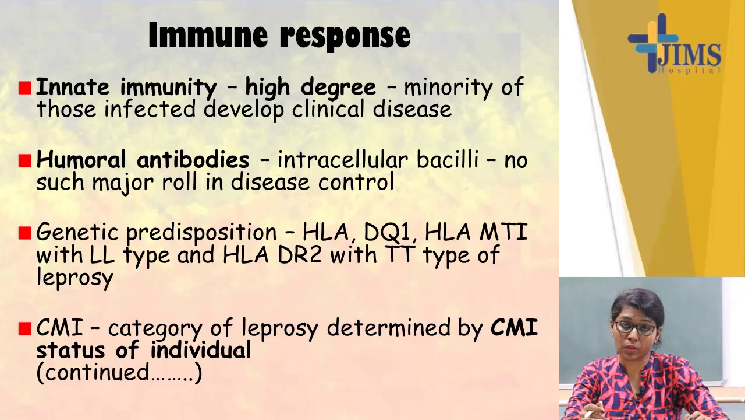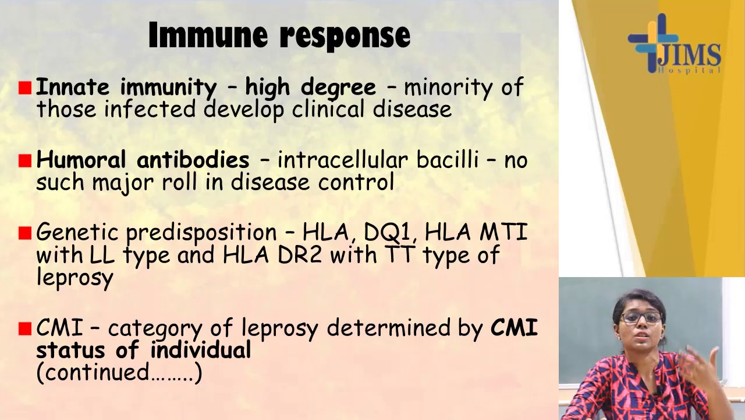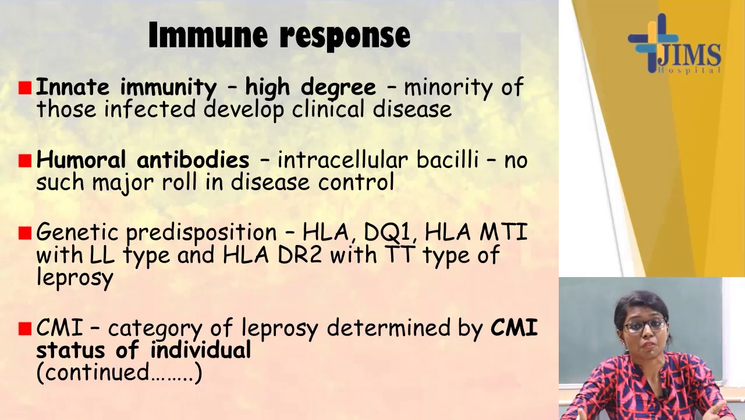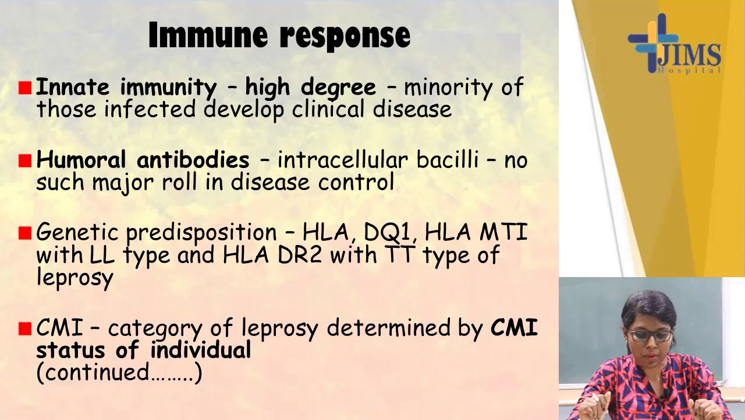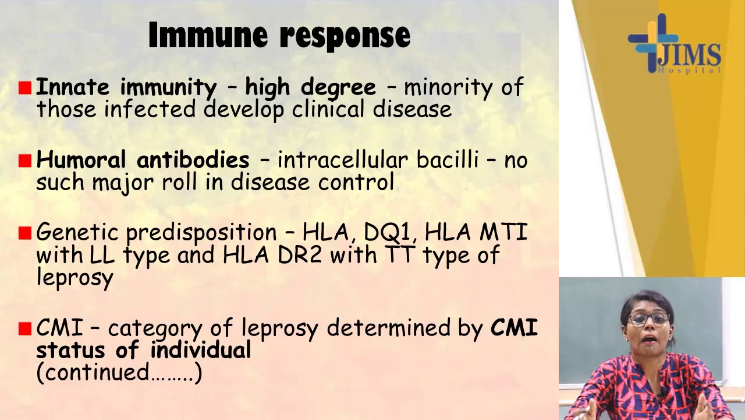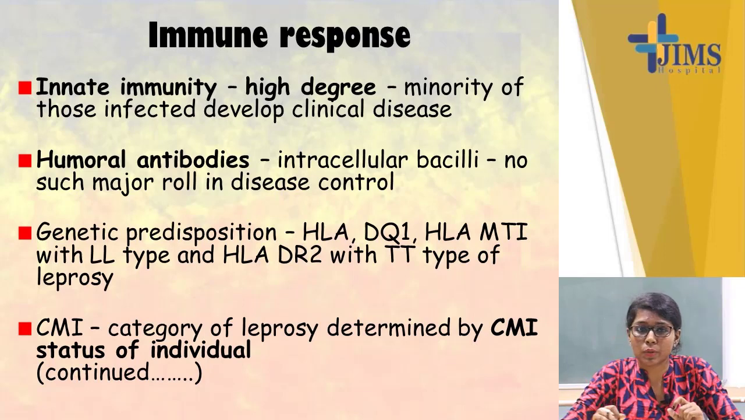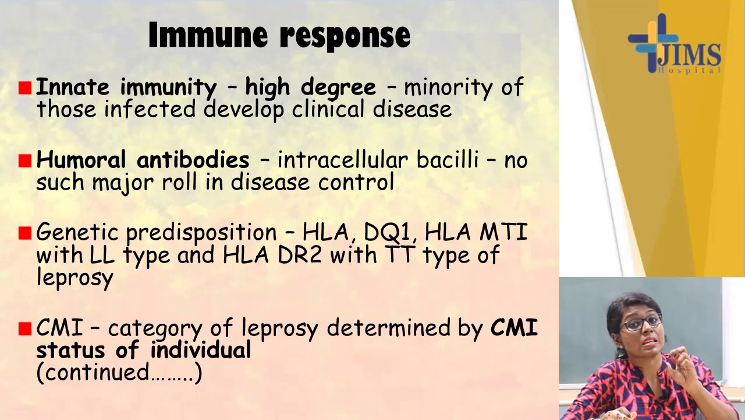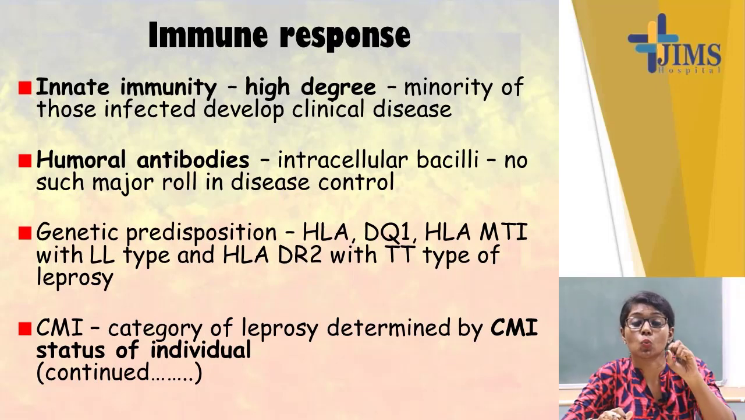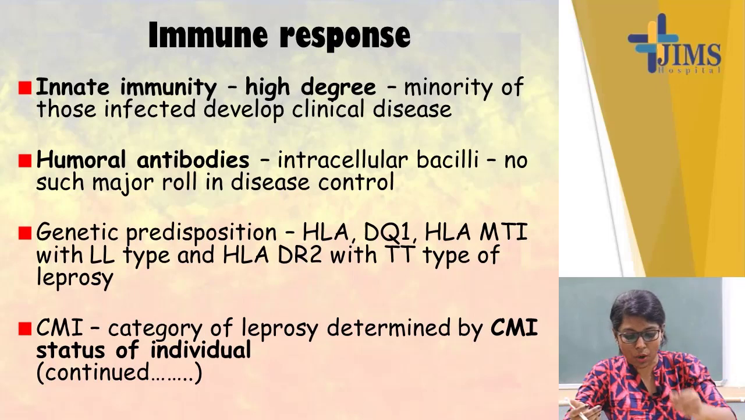Moving on to the immune response. We have already used the term CMI, cell-mediated immunity. We have also acquainted ourselves with in which case it is more and in which case it is affecting. Now let's get a little more detail about it. Innate immunity in leprosy you can observe in high degree, but humoral antibodies will not have much role in it. Why is it so? In the very beginning, when we talked about general properties, I told you leprobacilli is intracellular, meaning it resides within the cell. So if it doesn't come out of the cell, how will antibodies be formed? So it's very obvious.